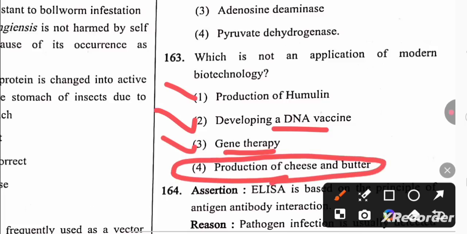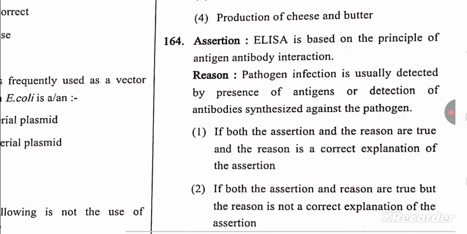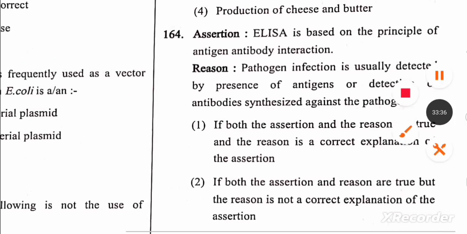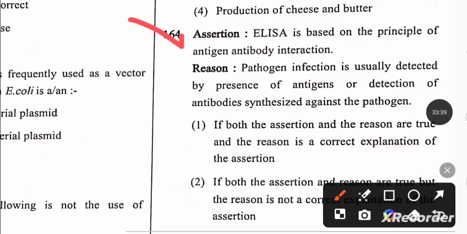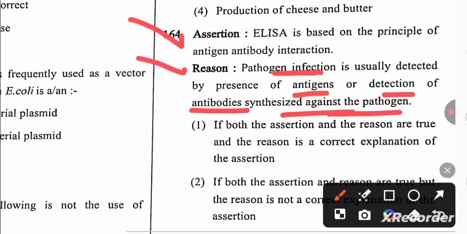Let us go to the assertion. ELISA is based on the principle of antigen-antibody interaction. Yes, of course, ELISA works based on antigen-antibody interaction. Let us go to the reason. Pathogen infection is usually detected by the presence of antigen or detection of antibody synthesized against the pathogen. Reason is right. Yes, pathogen can be identified by detecting the antigen or antibody against that pathogen. But reason is not the correct explanation for the assertion. So option 1 is the right answer.